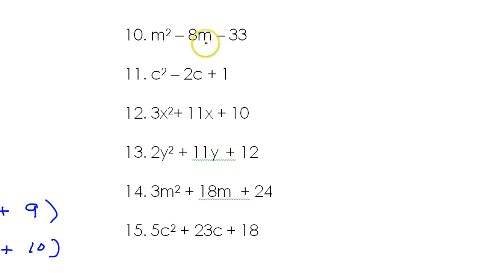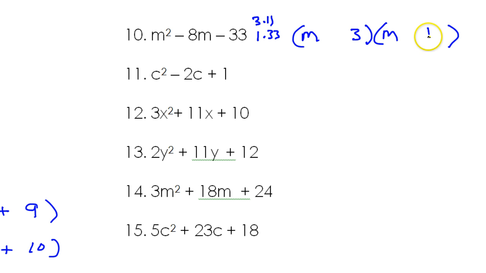Alright, number 10, still no GCF. So let's go on binomial times binomial. M squared can only be m times m. On the other hand, 33 is either going to be 3 times 11 or 1 times 33. Let's do the 3 times 11. Now remember, inner plus outer must equal middle. Inner, I have 3m. Outer, I have 11m. So I'm trying to get a middle of negative 8m.